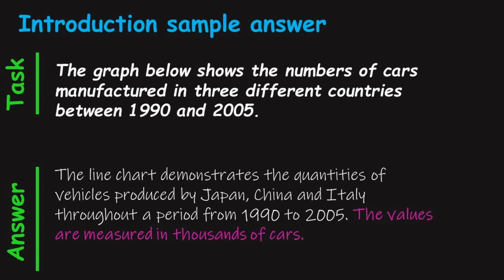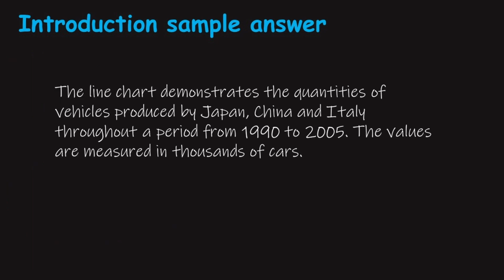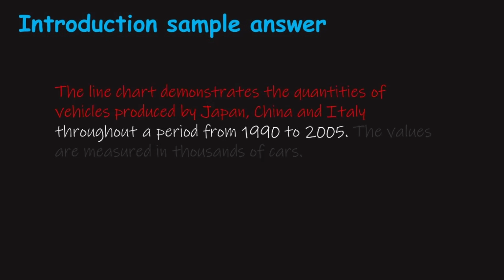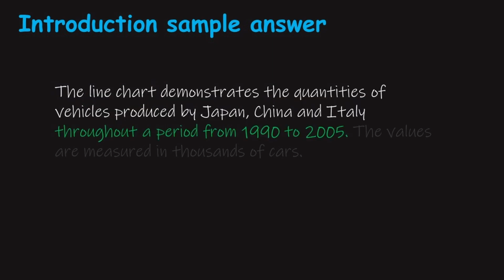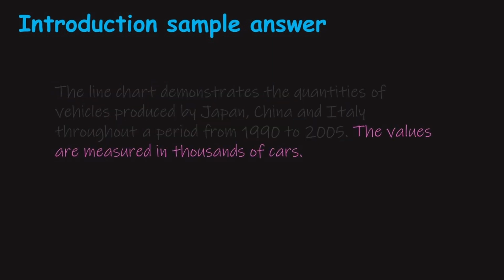You will always find this information from the line graph: its units of measurement. I wrote, the values are measured in thousands of cars. Here you see the introduction that consists of 2 sentences. The first sentence is just the paraphrased task and includes the period. The second is the description of the units of measurement.